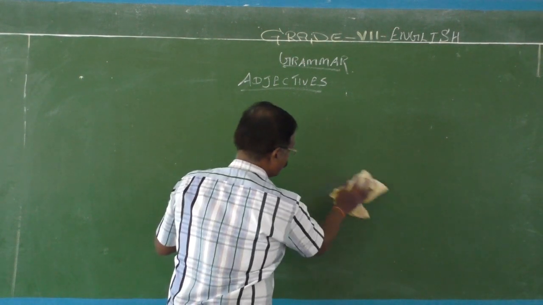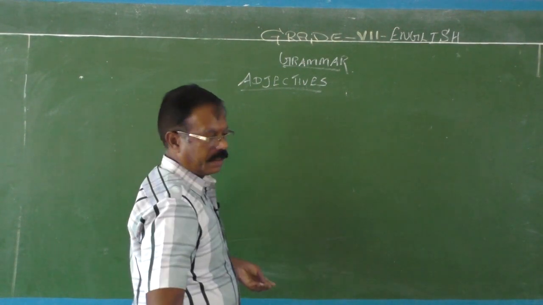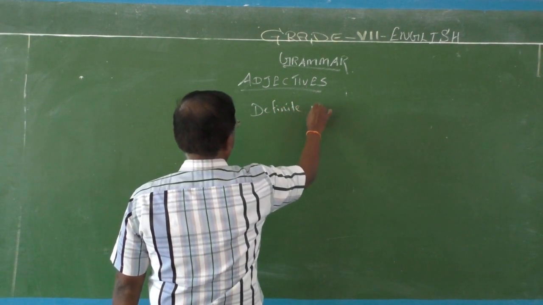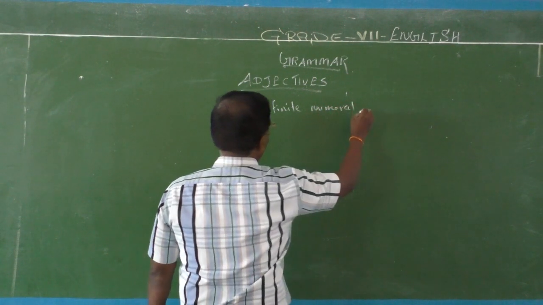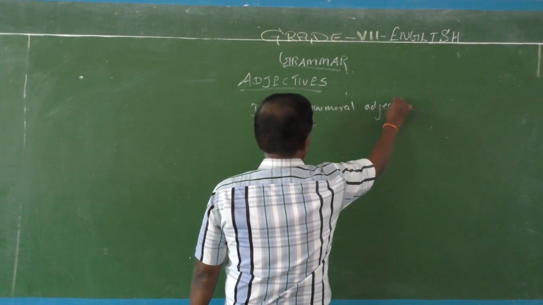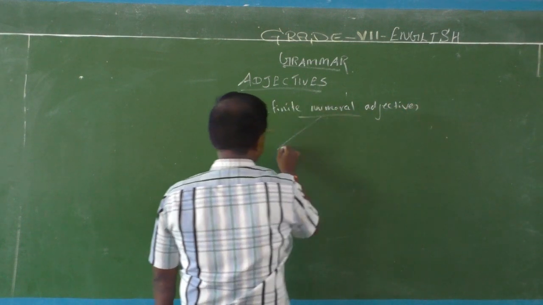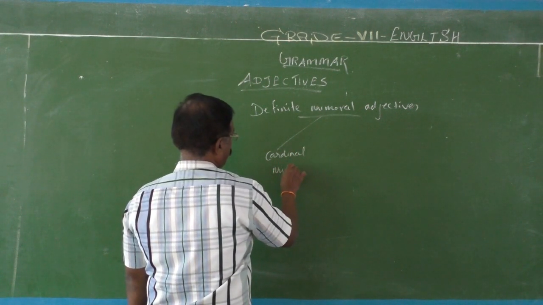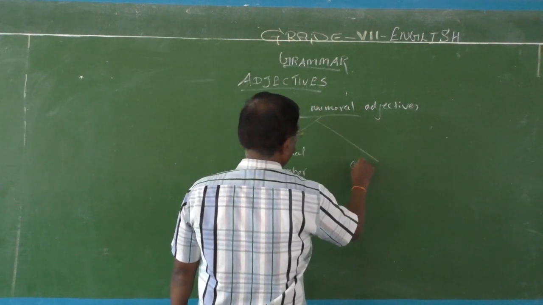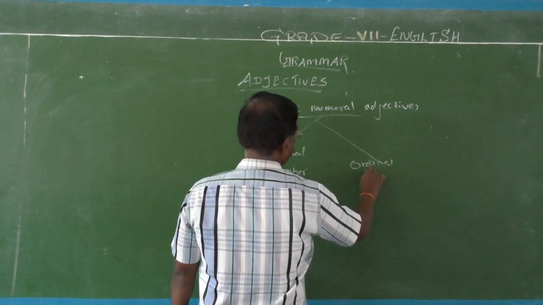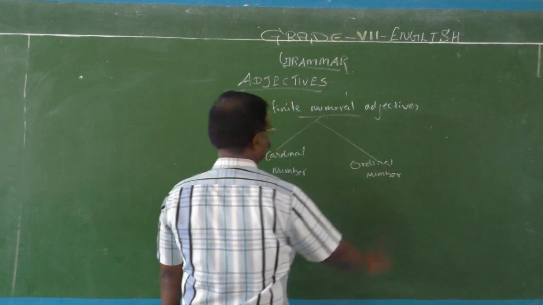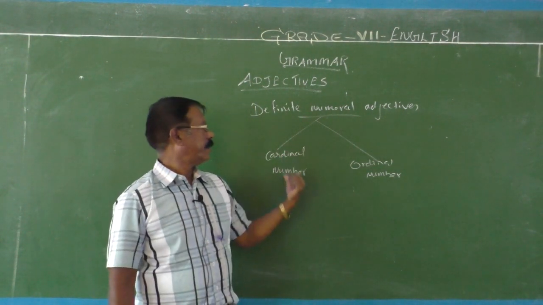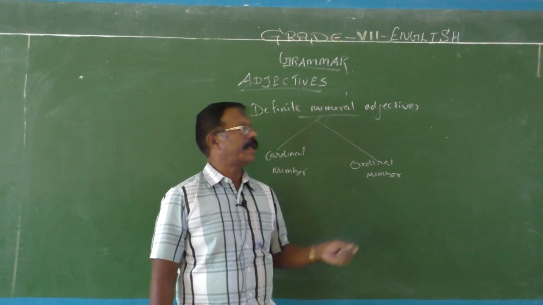Definite numeral adjectives have two types of numbers. One is cardinal number. Another one is ordinal number. So, definite numeral adjectives have two types of number. One is cardinal number, another one is ordinal number.